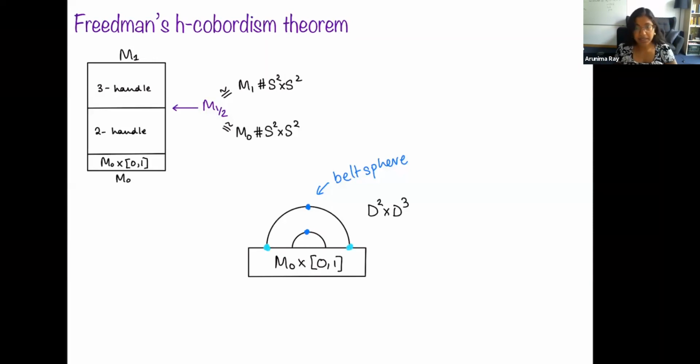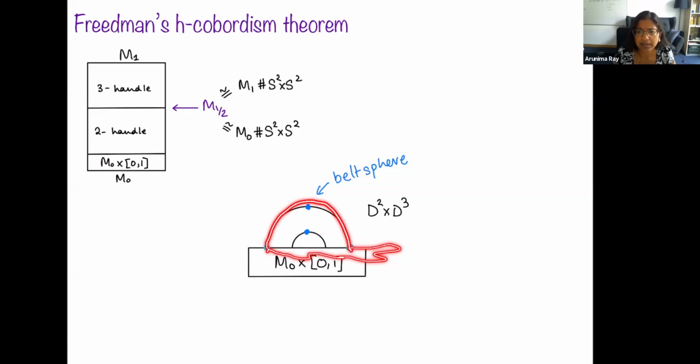And then because I know that M0 is simply connected, I know that there's some embedded disk bounded by those light blue points in M0 cross 1. And so that's some nice embedded disk. And I'm going to cap that off with a push off of the core of the two handle. And together those two embedded disks give me the second S2 in my S2 cross S2 summand.